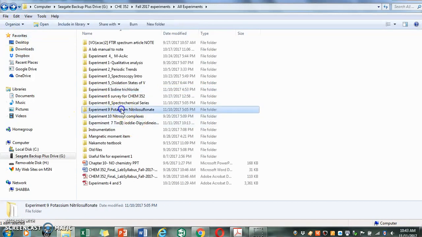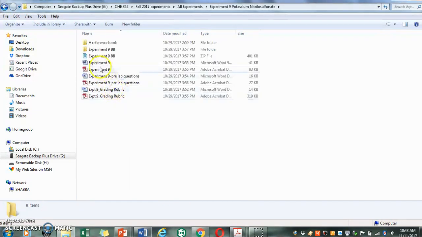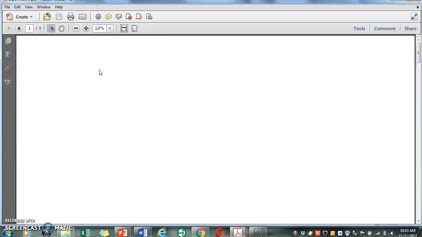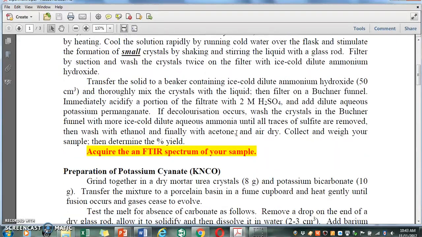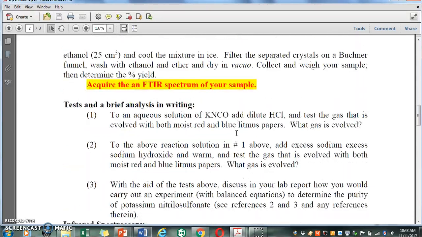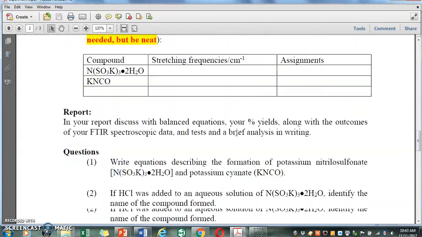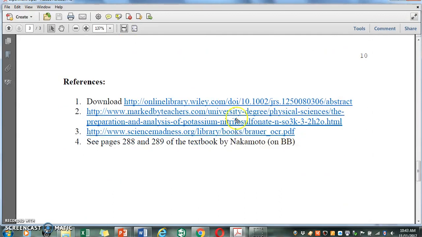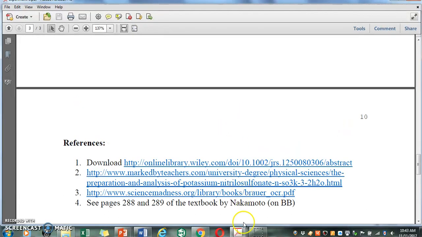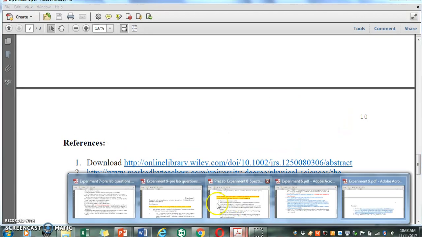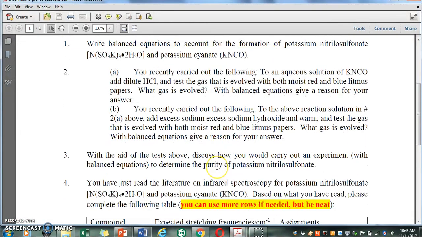I'm going to show you. If you read experiment 9 very carefully, you acquire the FTIR spectrum. More important, beneath here, this book is very helpful. I have posted pages 288 and 289 of a textbook by Nakamoto on your Blackboard. You should download this, and trust me, it would have helped you understand the pre-lab for experiment 9.